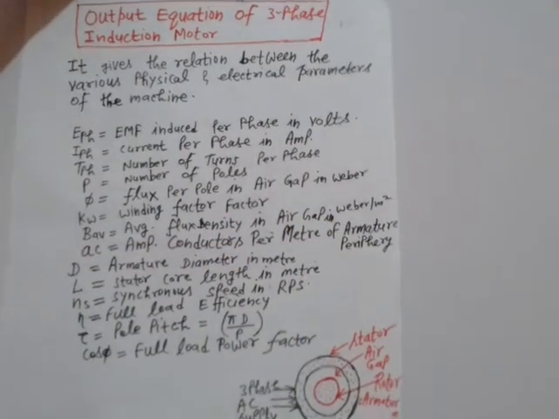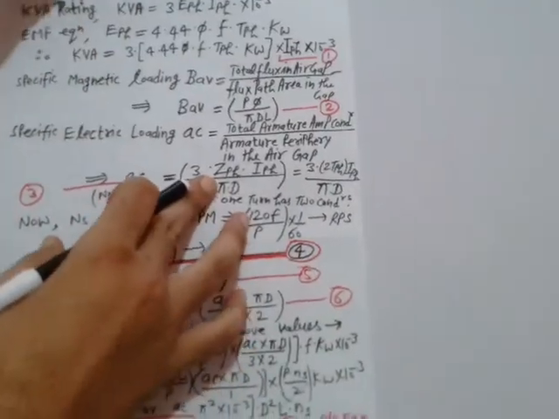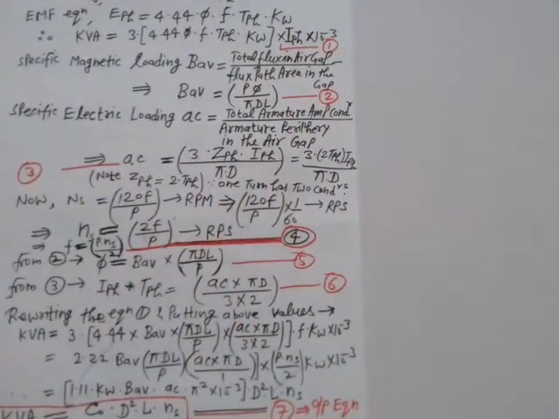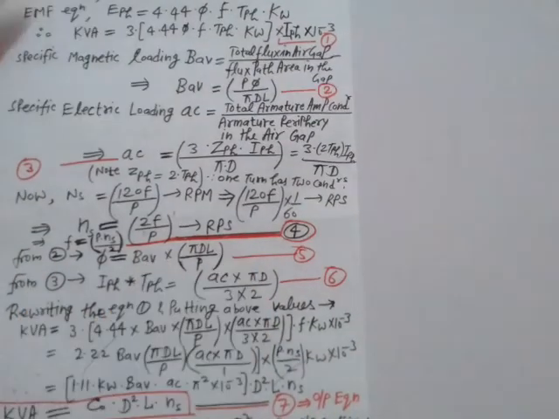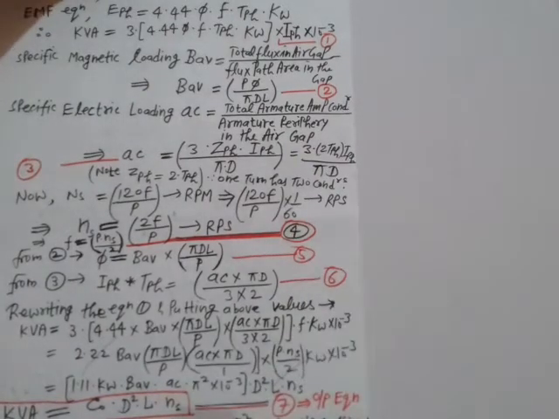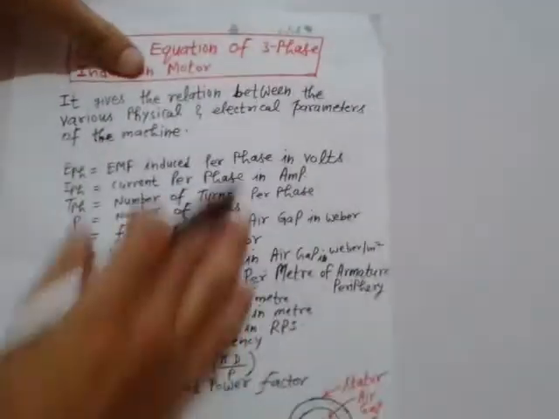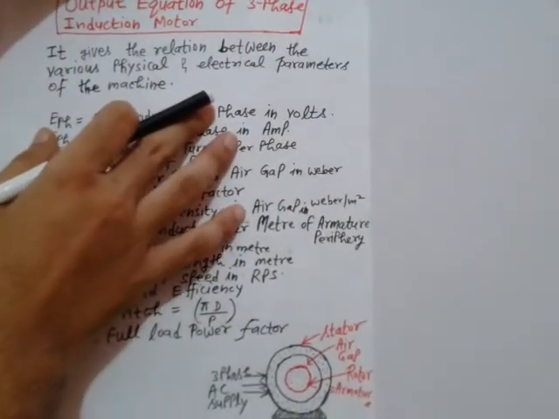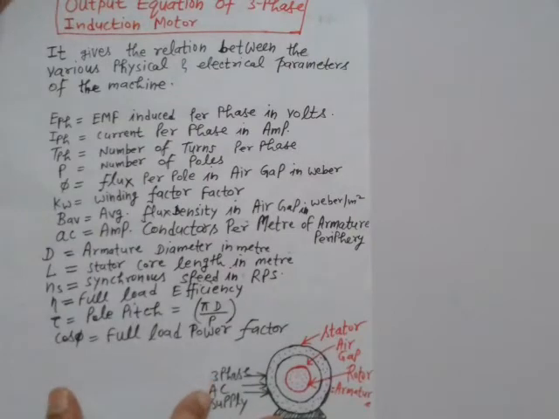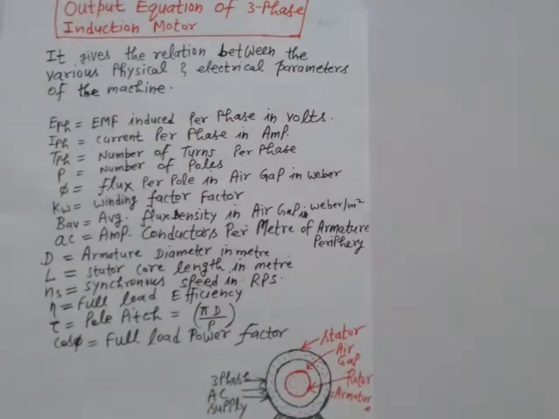Have a glance at the output equation of three-phase induction motor that we are going to derive now. kVA is equal to C naught D square L NS. This is called the output equation of three-phase induction motor, and we will derive it step by step.